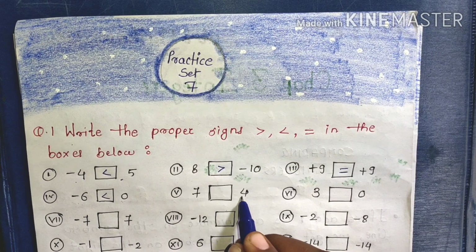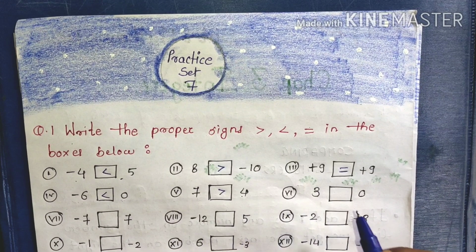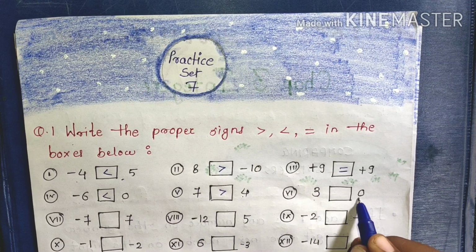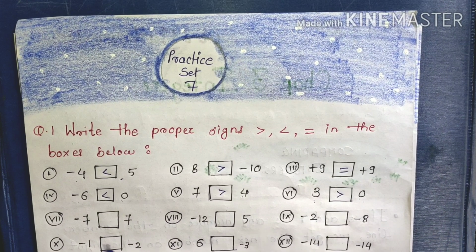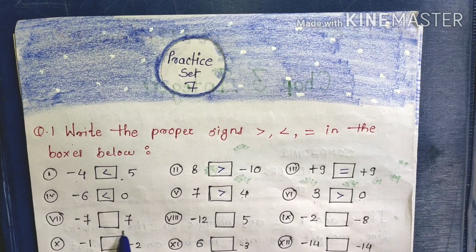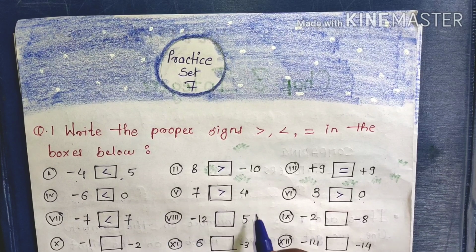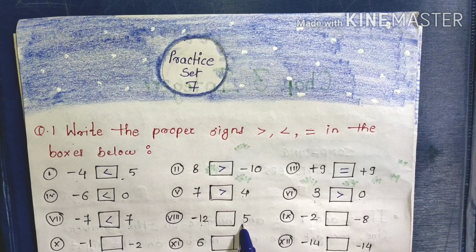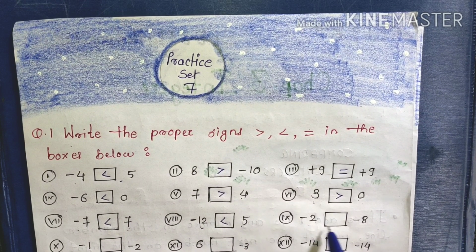Next one, 7 and 4. Both are positive numbers, so we can easily compare. 7 is the greater. 3 and 0. Okay, so यहाँ पे again positive है and 0 है. So 3 is the greater. -7 and 7. Negative number है, positive number है. Always positive numbers are greater. -12, 5 है. Negative, positive. Positive are greater. -2, -8.